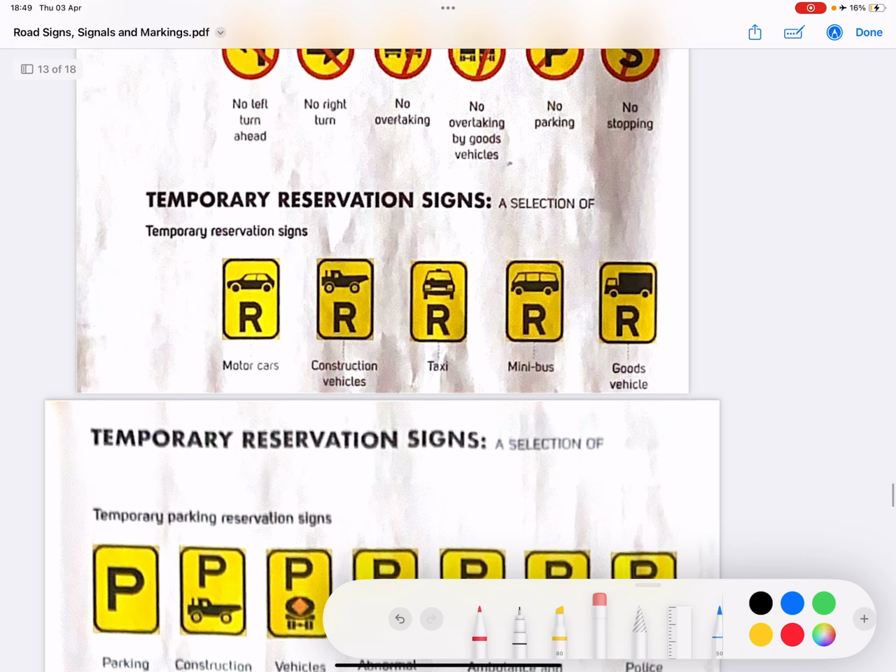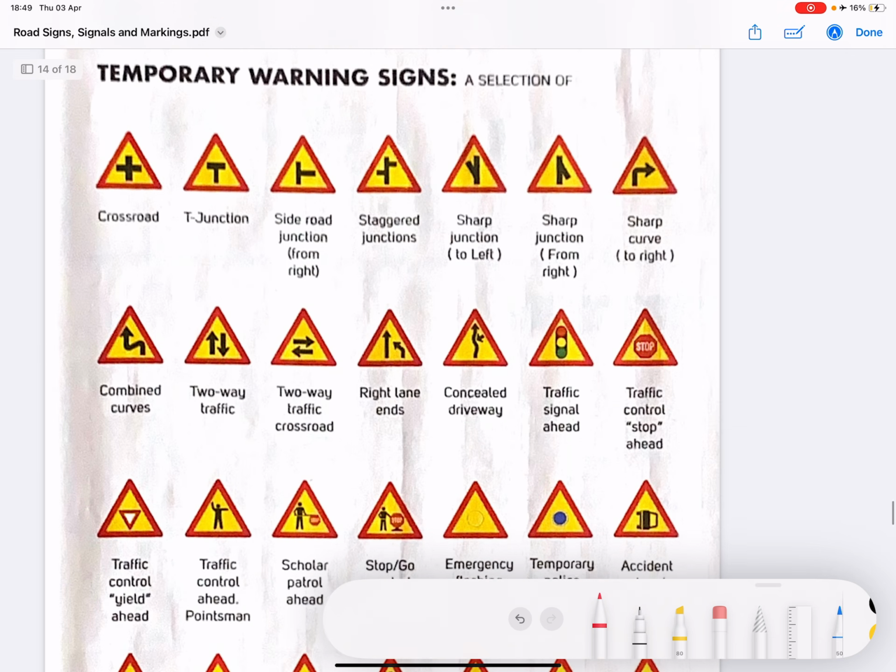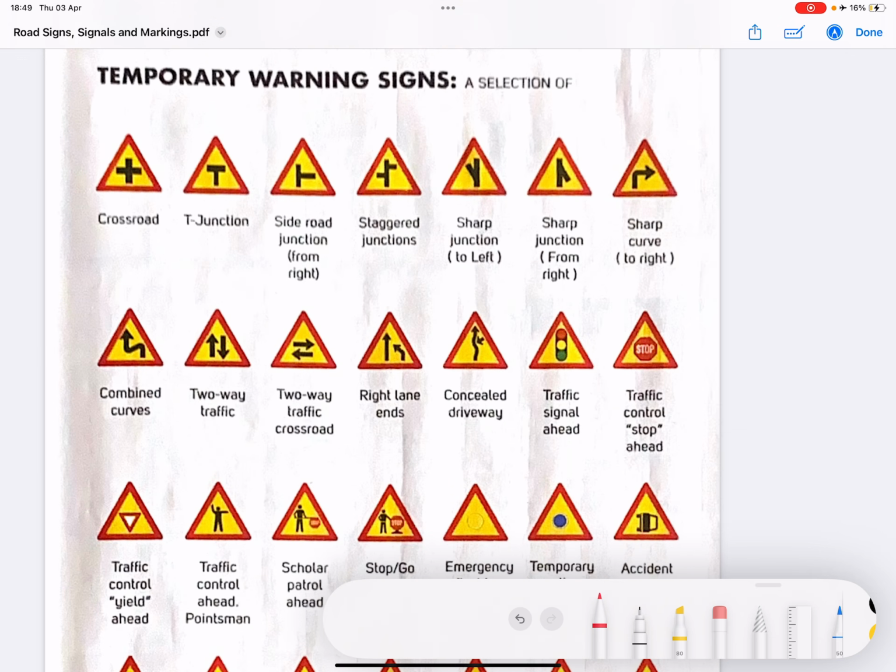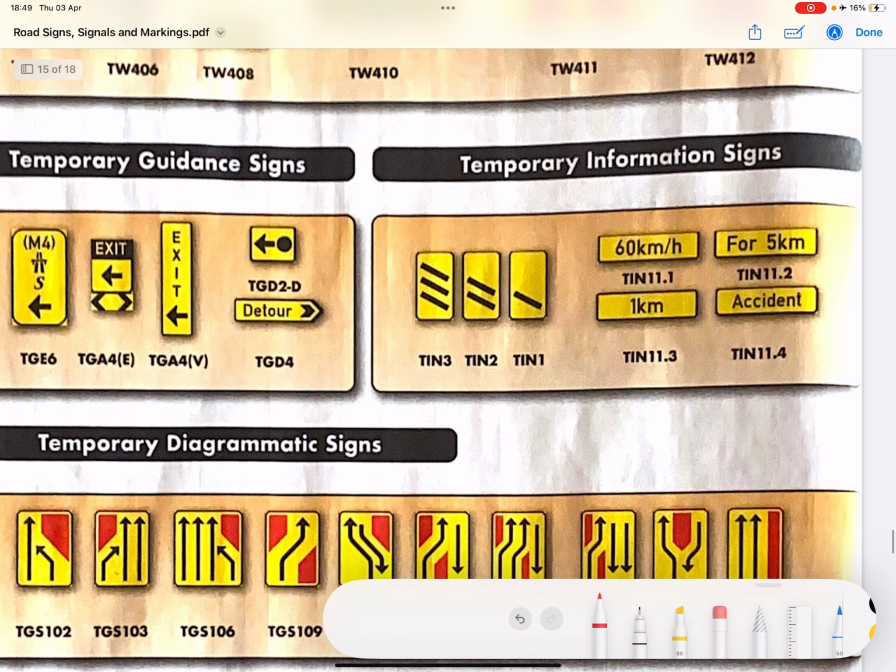And then the temporary reservation signs. Temporary, yellow ones are temporary. I always say yellow ones are temporary. But now the border is going to be black and it's a rectangular shape. And then the warning signs, always a red triangle, but the background is yellow. So that's it.